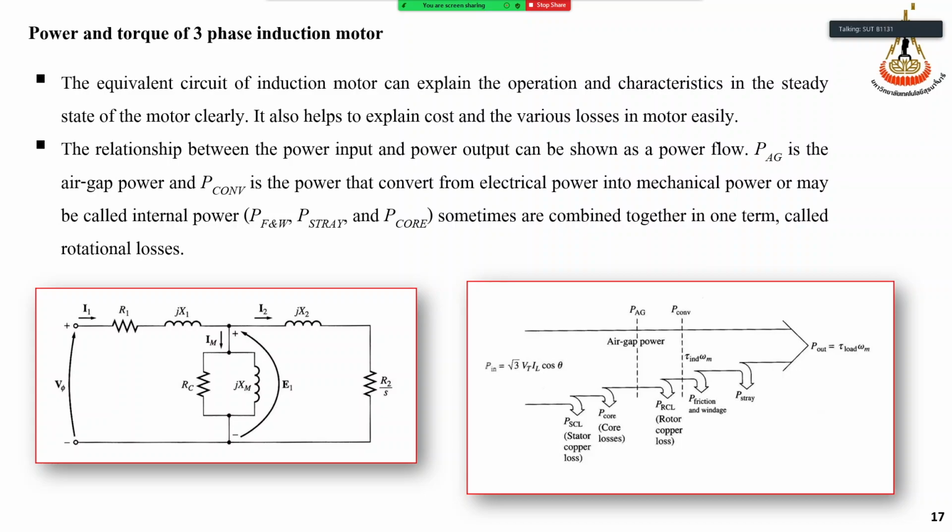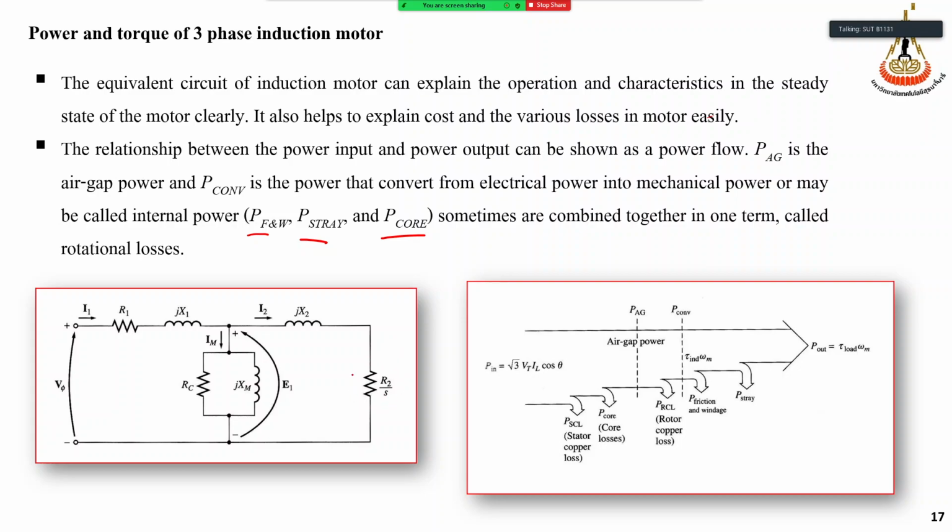Then the equivalent circuit of the motor can explain the operation and characteristics in steady state of the motor. This also helps to explain the cause of the various losses in the motor easily. The relationship between power input and power output can be achieved. The power air gap is the power transferred here, and P conversion is the power converted from electrical power to mechanical power, or maybe called the internal power. P friction and windage, stray load loss, and P core loss are the other losses, right?